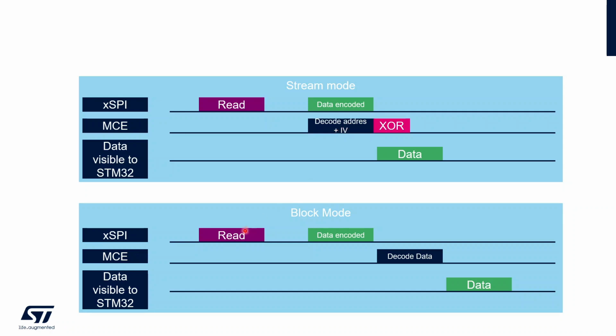In block mode the situation is opposite. You do the read. You are reading the data from the external memory, and when you get it, the MCE then starts decoding this data, which also takes some time, and after that it will give you the data. So the block mode will always be slower than the stream mode.